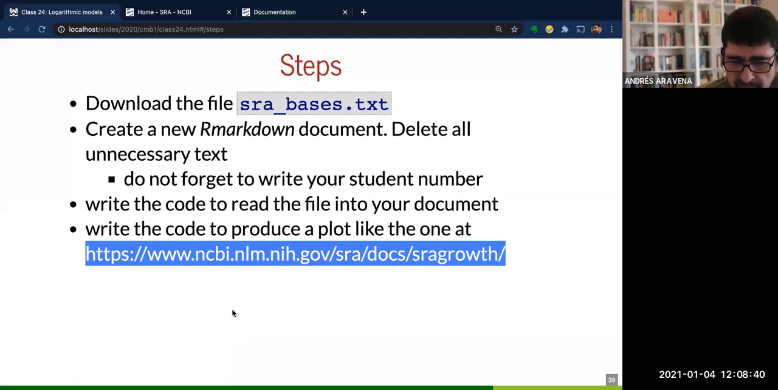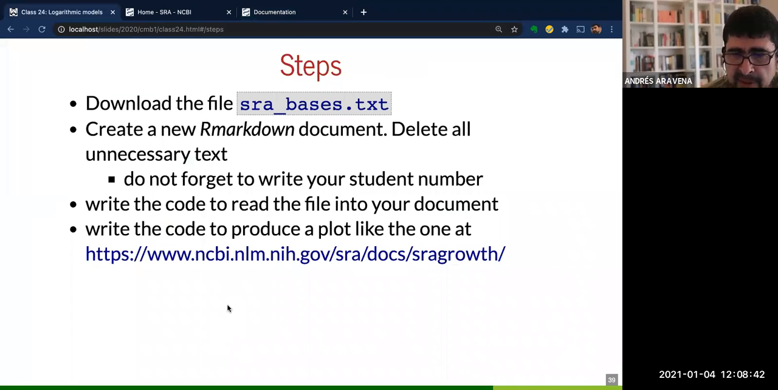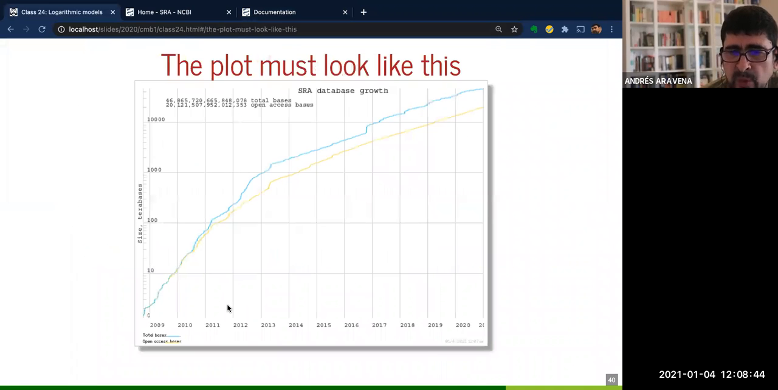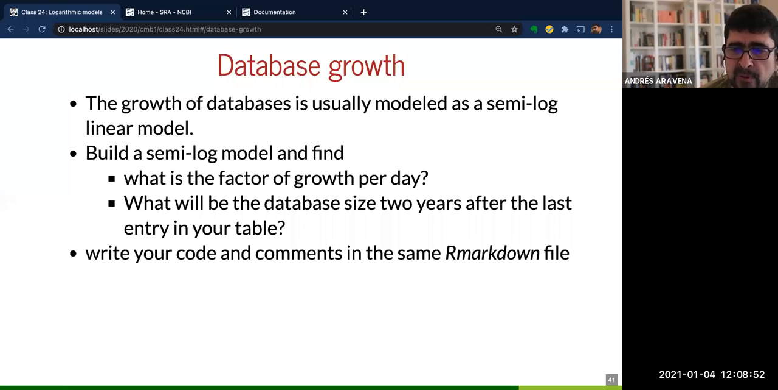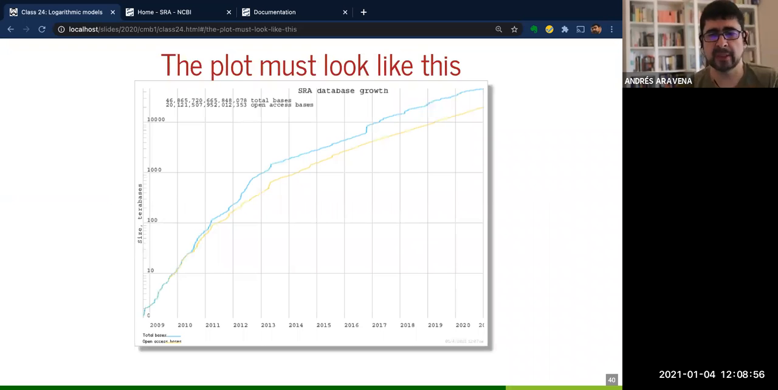So going back to the example, we should be able to do a plot like this. Okay. How do you do it? And then we want to do the plot. Let's do the plot and then let's do a model.